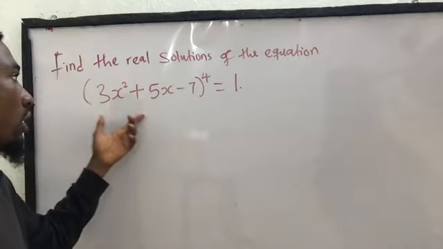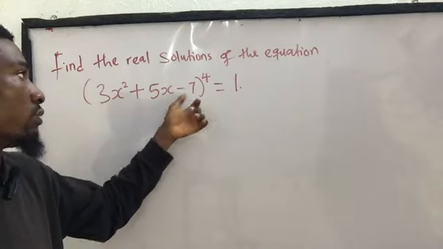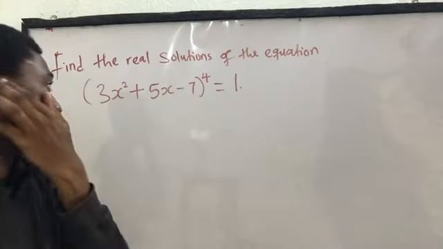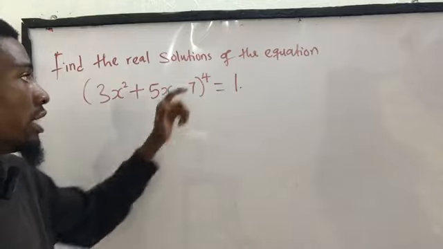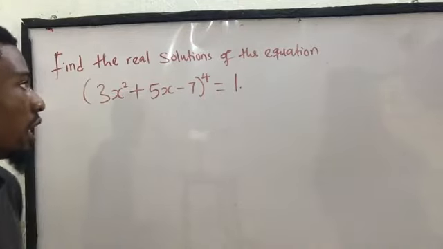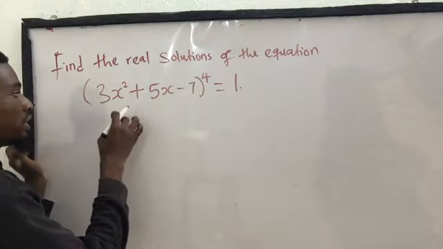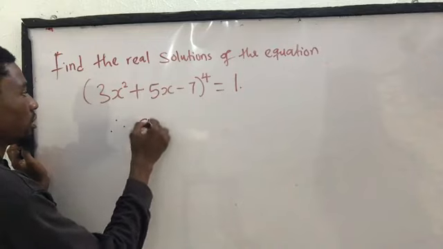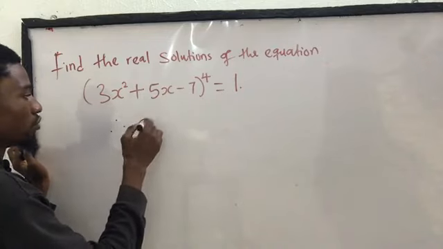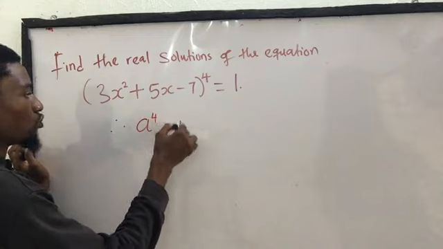Alright, so when you look at the left hand side, we have 3x squared plus 5x minus 7, all to the power of 4, is equal to 1. So the expression here is raised to the power of an even number. And the implication of that is, okay, let's assume A is 3x squared plus 5x minus 7. So meaning that this is A to the power of 4 equals 1.